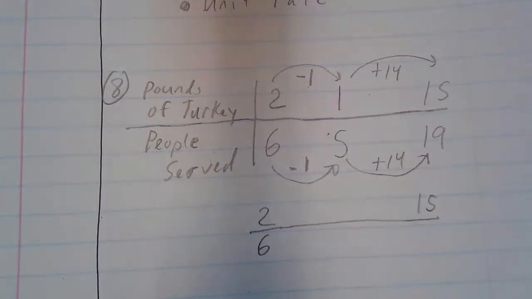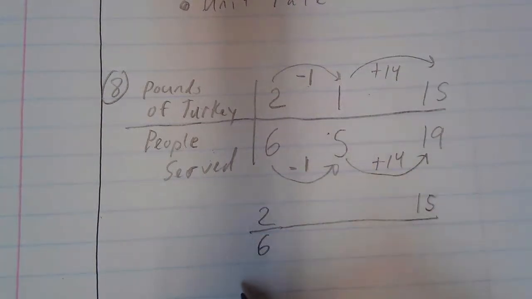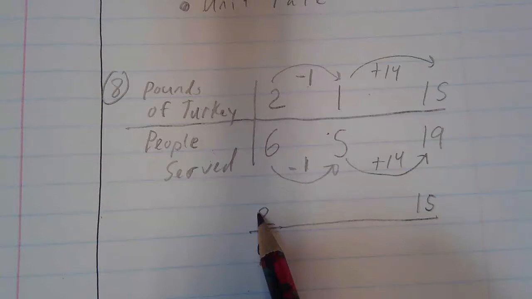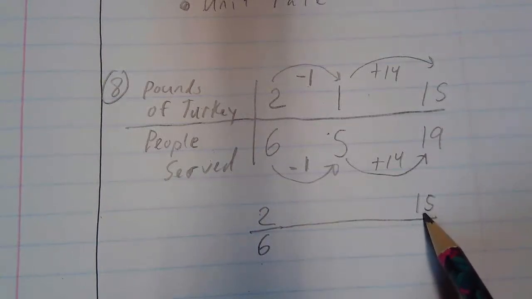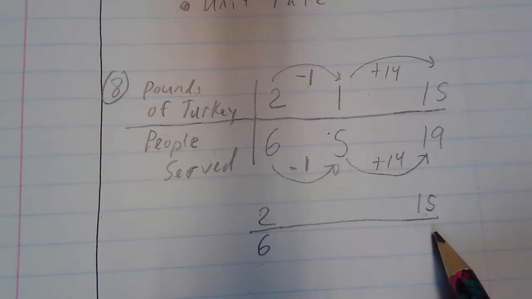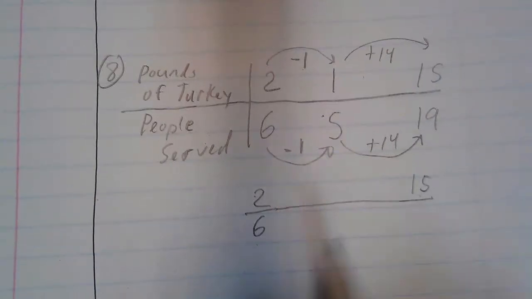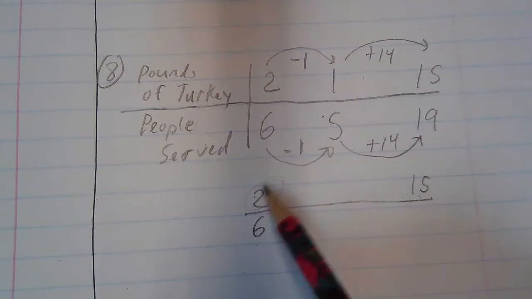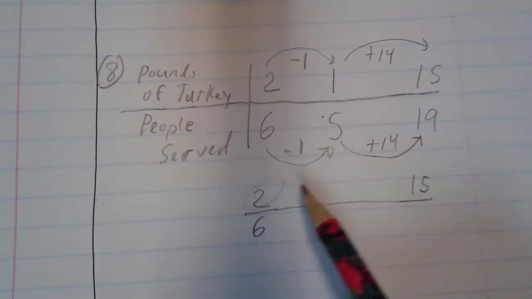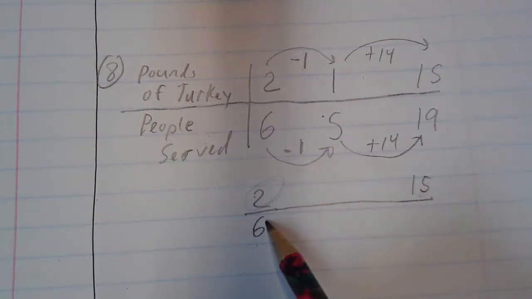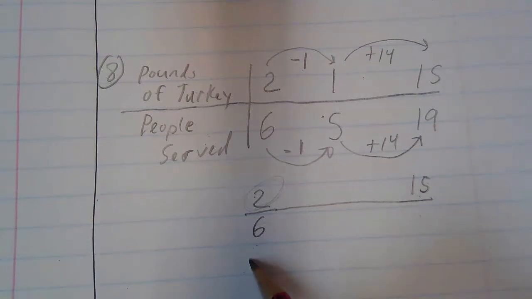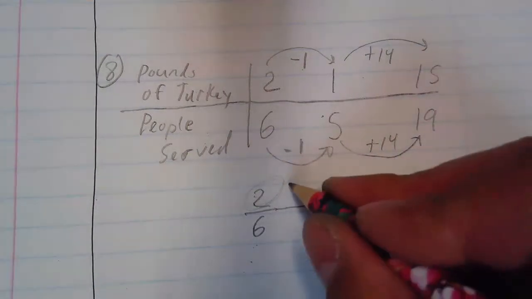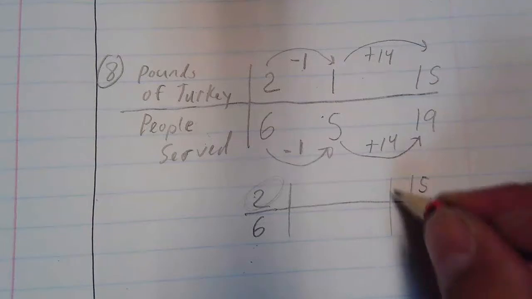All right, same idea. 2 pounds of turkey, 6 people served. So for every 2 pounds of turkey, I know I can feed 6 people. So with 15 pounds of turkey, how many people can I serve? Now, let me ask you something. It should make sense to you that if we're going to increase the amount of turkey, you should be able to feed more people, right? So the answer is going to be larger than 6. Okay, just keep that in mind. Just a little reasoning there.